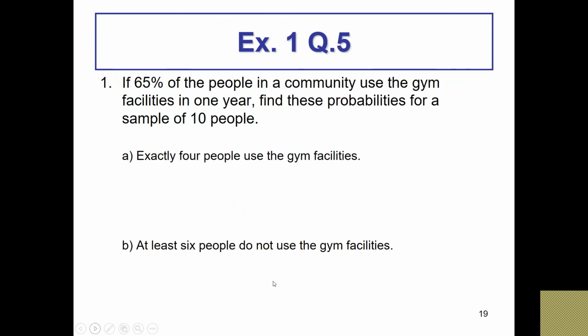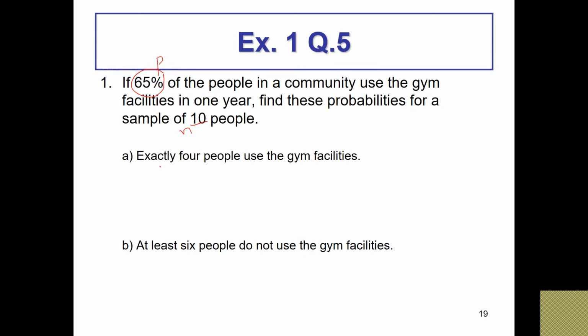Okay, next. Now you look at your exercise question. Exercise 1, question 5. You're given that 65% of the people in a community use the gym facilities in 1 year. Find the probability for, for example, a sample of 10 people. So your 65% here, this is your P, for the case of people using the gym in 1 year, and this is a sample. Yes, this is your N.